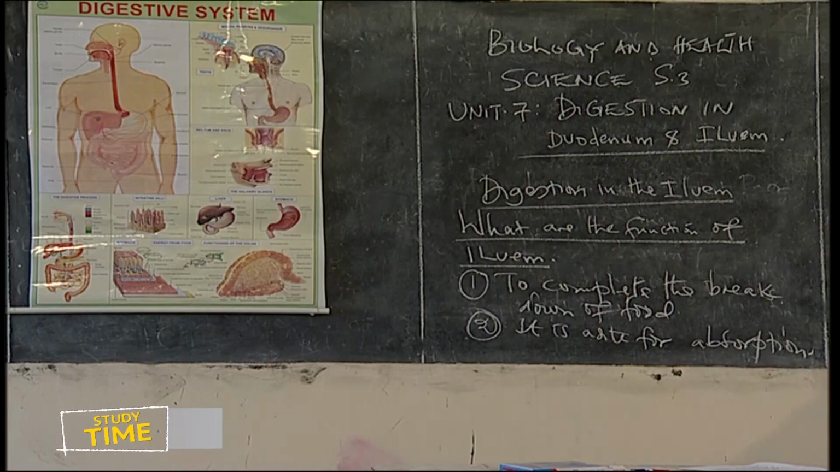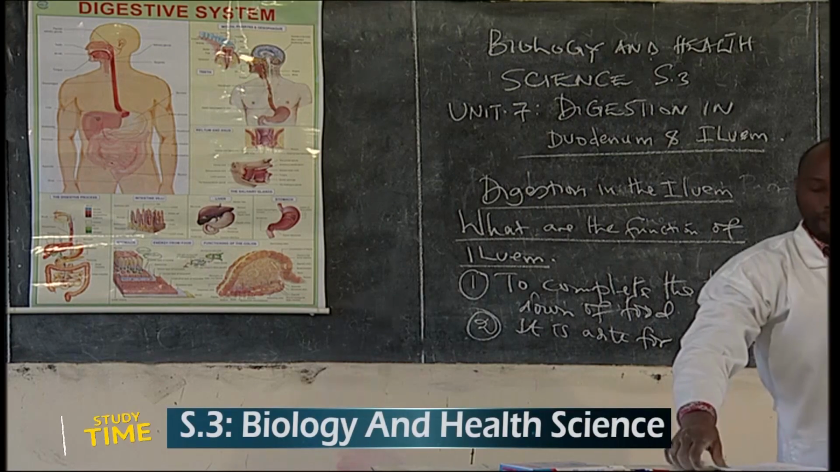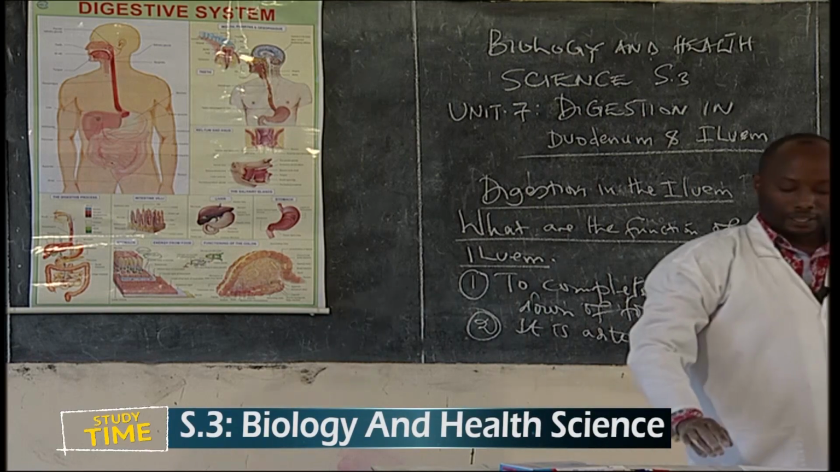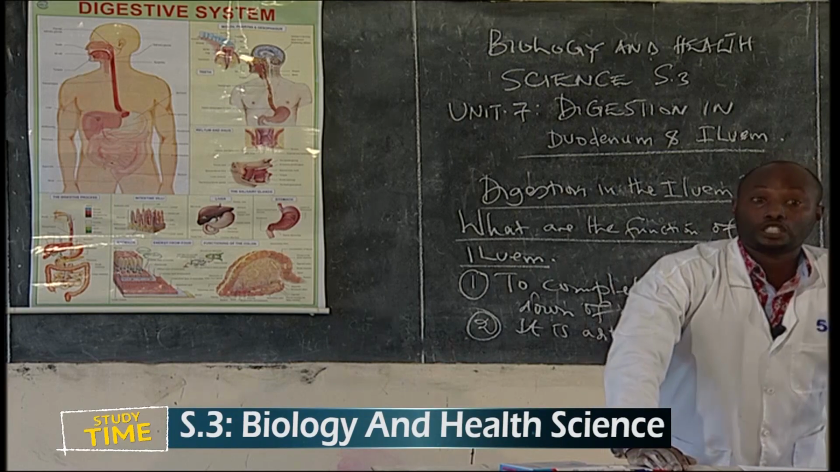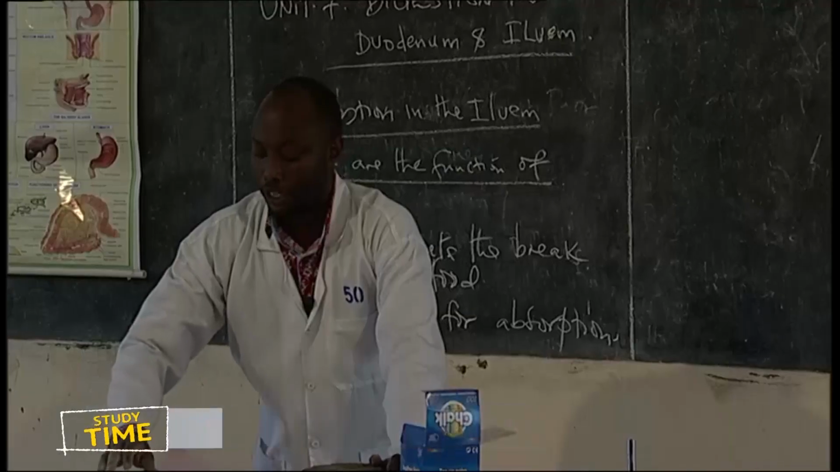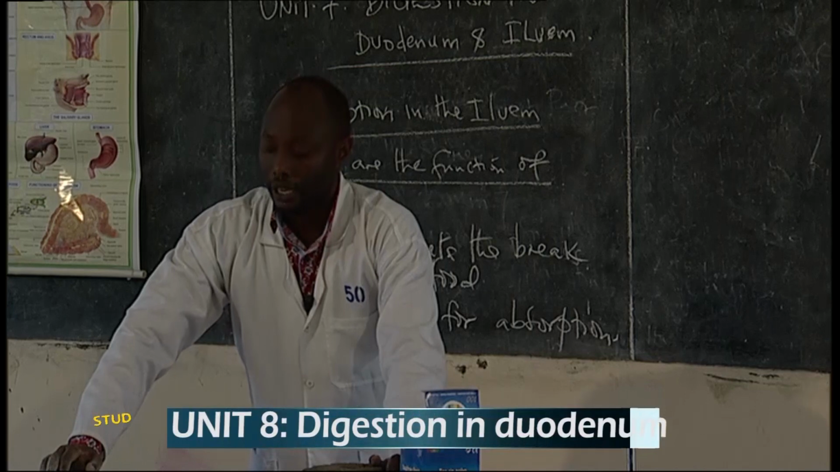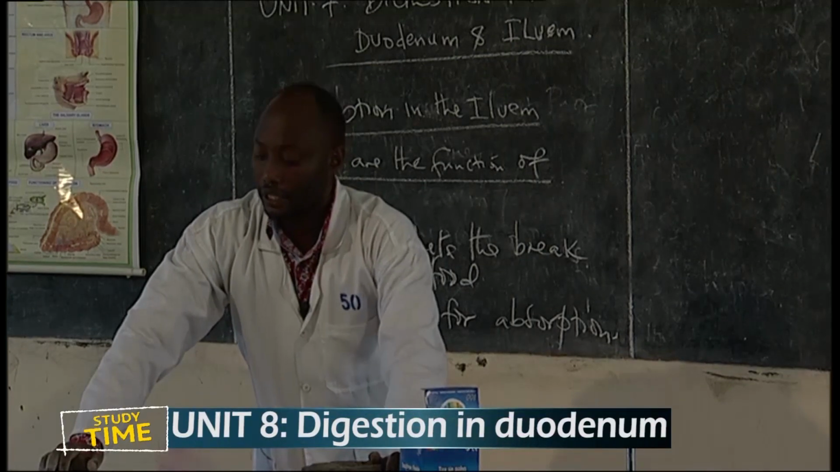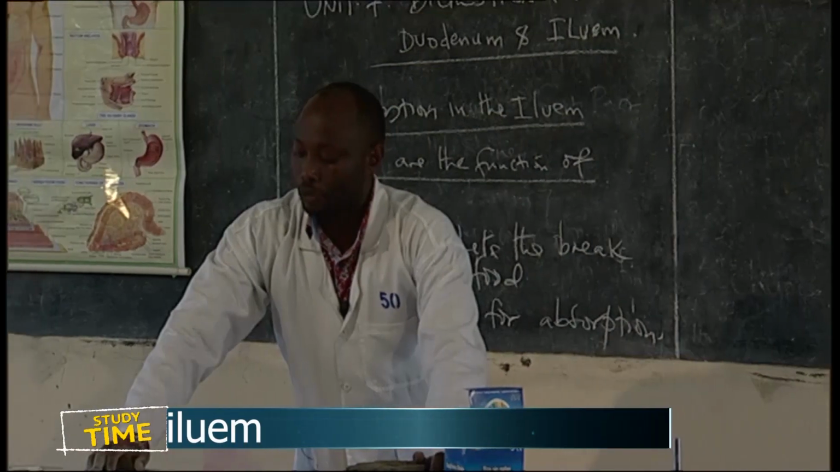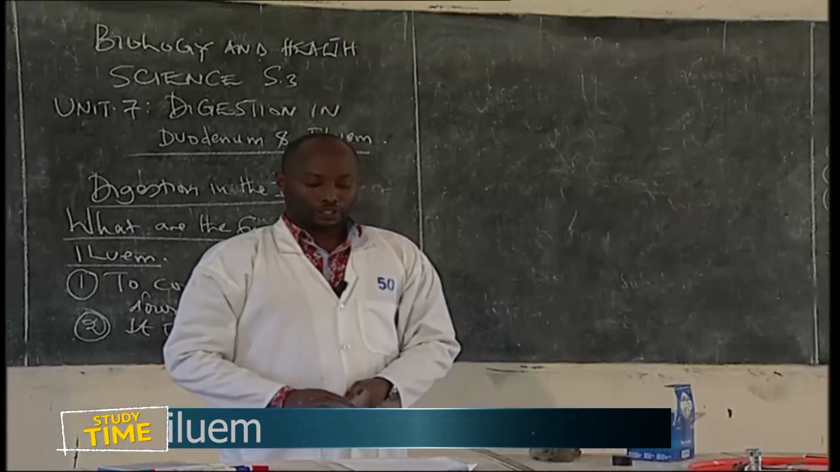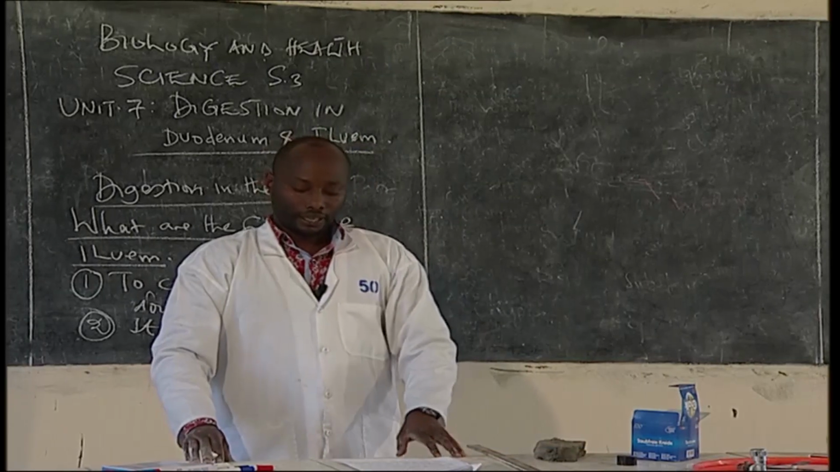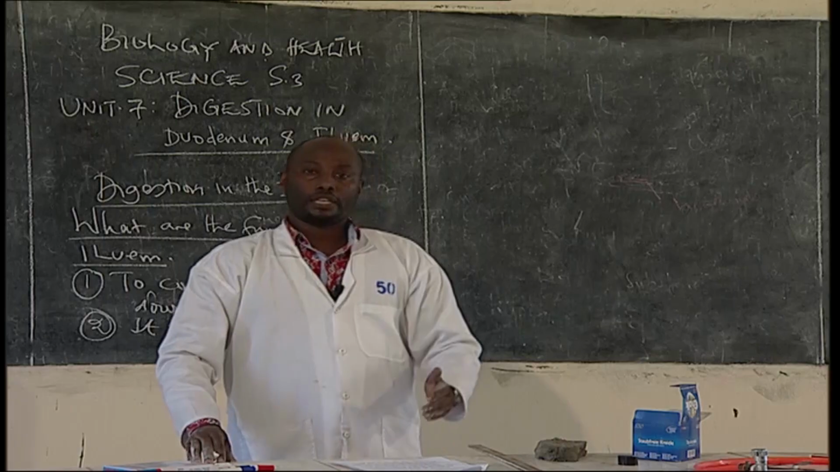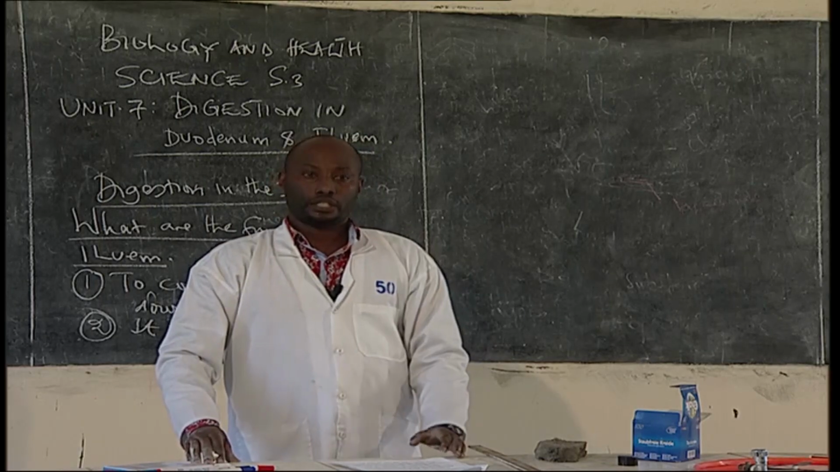Take that note. I said the epithelial lining of the small intestine has special cells. These special cells are called goblet cells. The goblet cells secrete mucus, and this mucus protects the small intestine from being digested. Being digested by what? This is being digested by digestive enzymes.